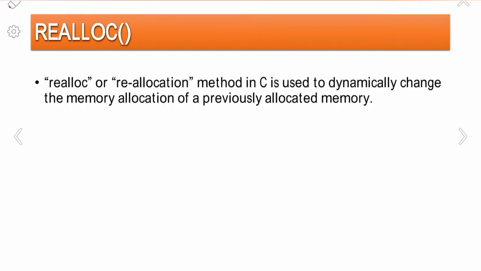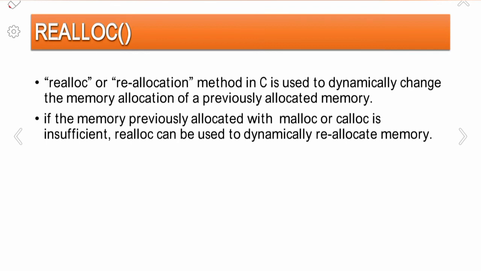So now the next one is the reallocation. The realloc or reallocation method in the C language is used to dynamically change the memory allocation of a previously allocated memory. In the malloc and calloc functions, we create a certain block of memory. But after creating the block of memory, if you want to increase the size of the block or reduce the size of the block, then it will be done using the reallocation method. So using the reallocation function, we can change the previously allocated memory.